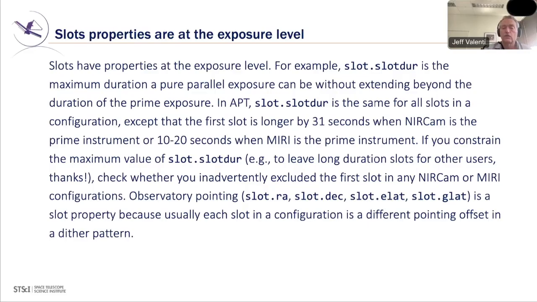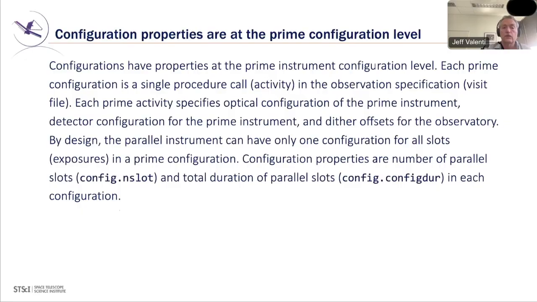So later, when you see how to constrain the slot duration for your pure parallel observation, you need to keep that in mind. If you're saying, I don't want it to be longer than some duration, you might be chopping off the first one accidentally.